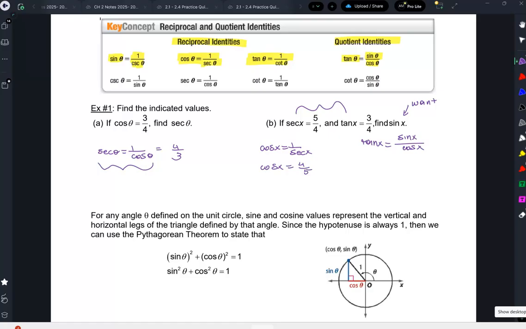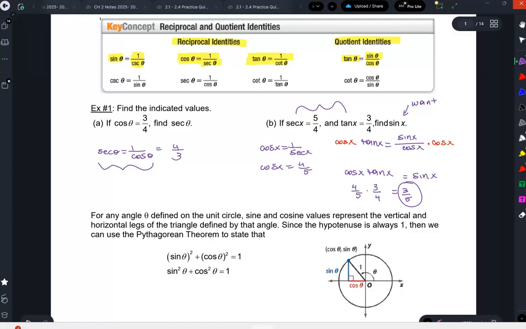All right, coming back here, I need to find sine x. So I multiply this by cosine, I multiply this by cosine, so I get that sine x is cosine x times tangent x. And now what's cosine? 4/5. Tangent, 3/4. So this is 3/5, and that's sine x. Again, you're never going to have something this simple, but it's the process more than everything else that counts, okay?